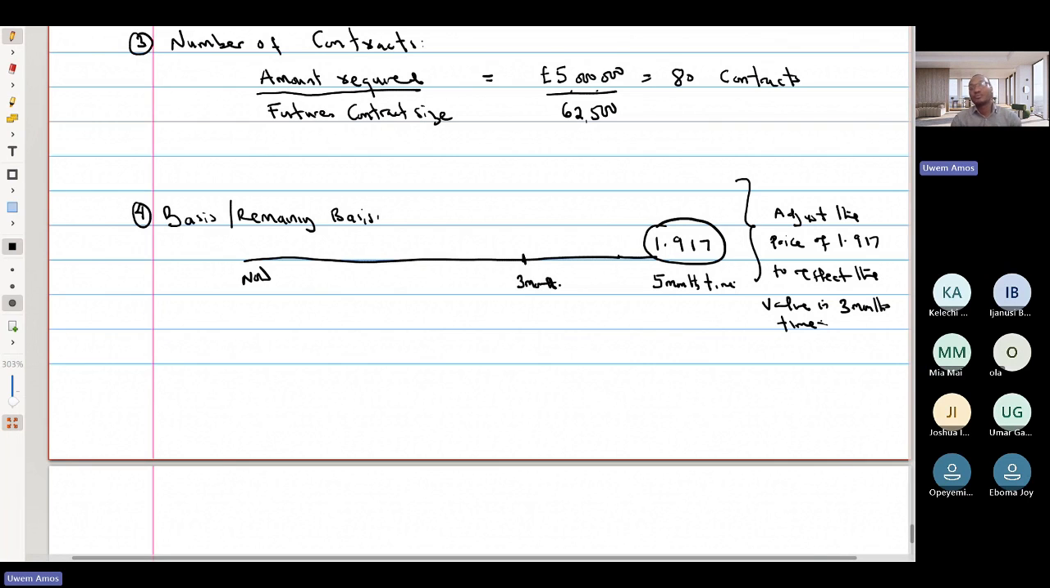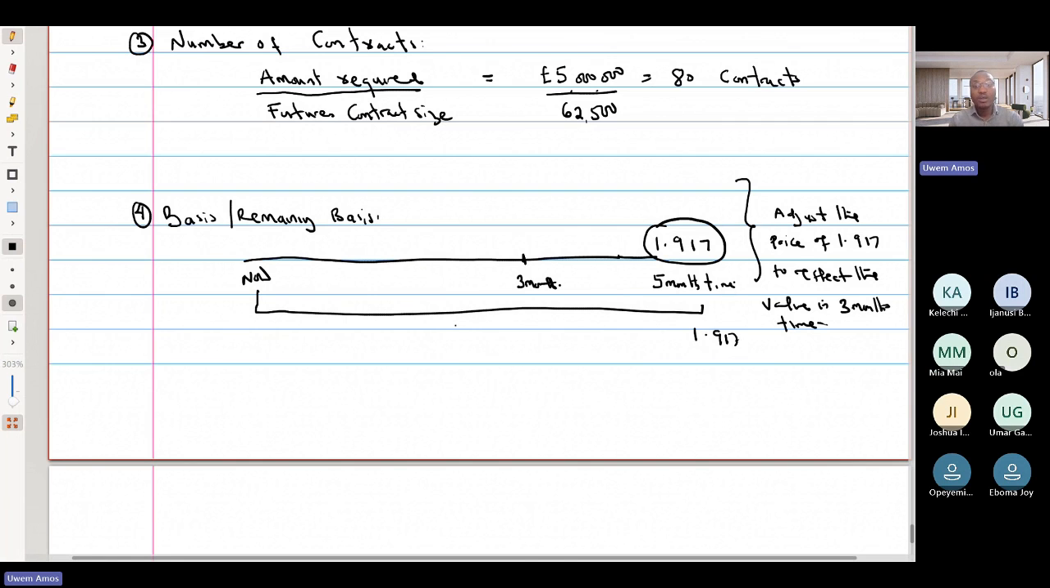That's what we need to do. We need to look for a way to adjust that 1.917 to reflect the value in 3 months' time. If we're making the payment in 5 months' time, we wouldn't do that, because 5 months is 1.917. So let's see how we can adjust that. We need to know what the rate is now versus what the rate is in 5 months' time, so we know what the difference is between this period.